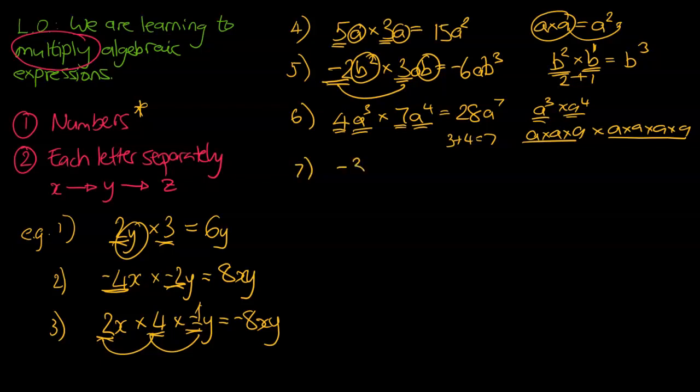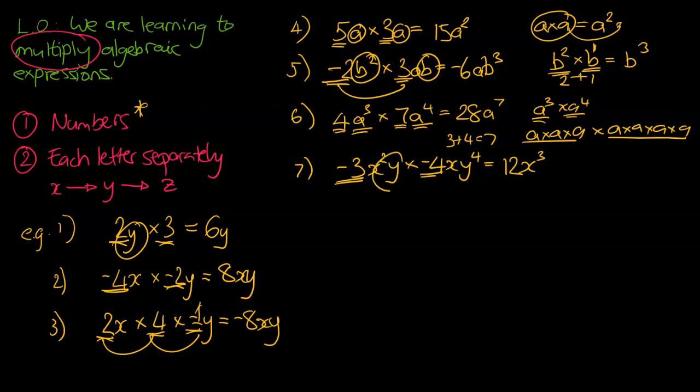So we've got negative 3 x squared y times negative 4 x y to the power of 4. Same process, we deal with the numbers up front first. Negative 3 times negative 4 is positive 12. We then deal with all the letters alphabetically, so we're going to do the x's. There are 2 x's on one side and 1 x on the other. That means we've got 3 in total, which is x to the power of 3.